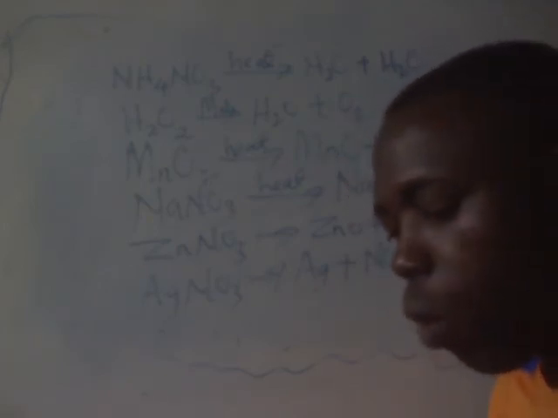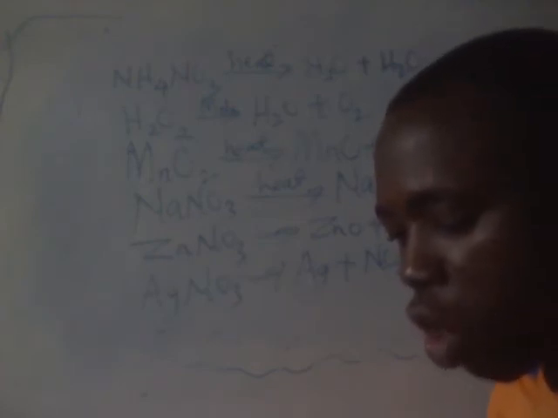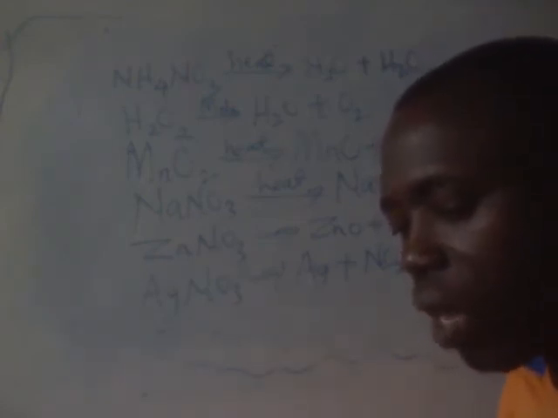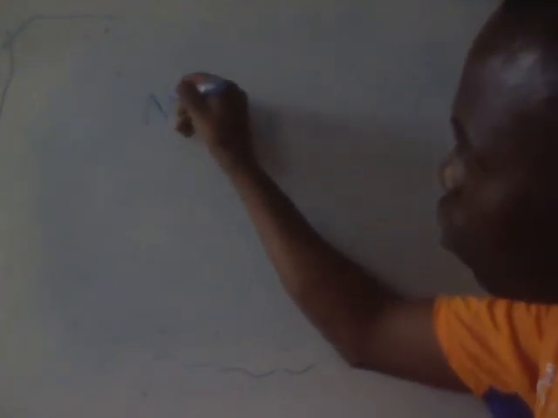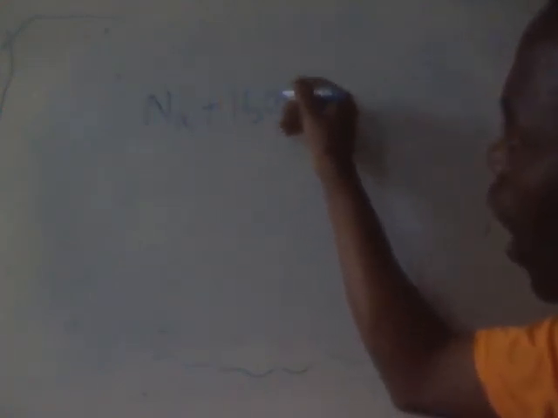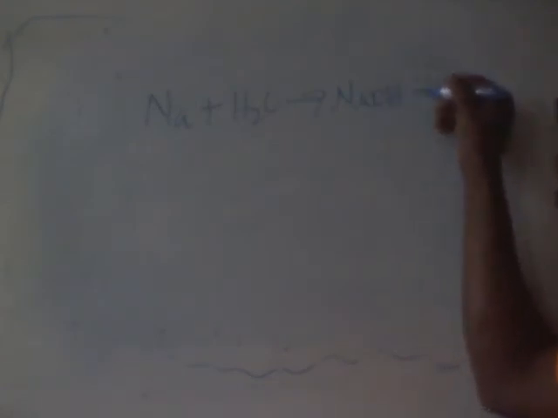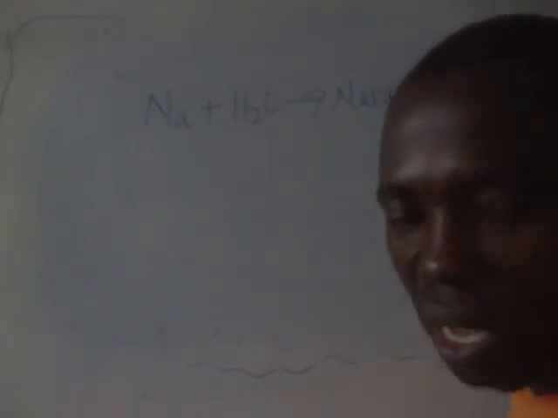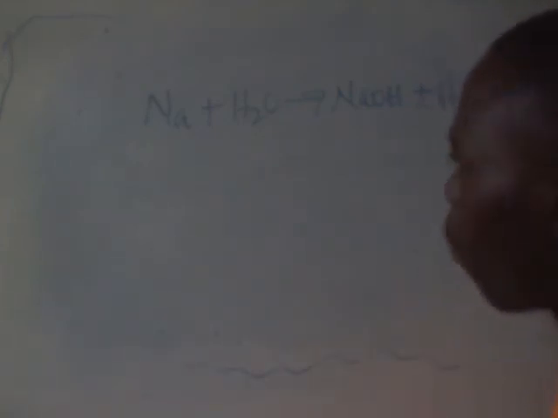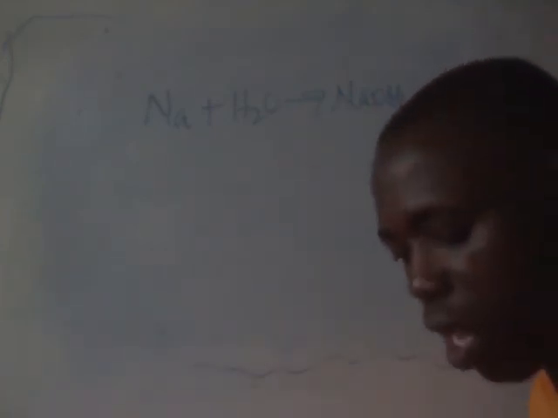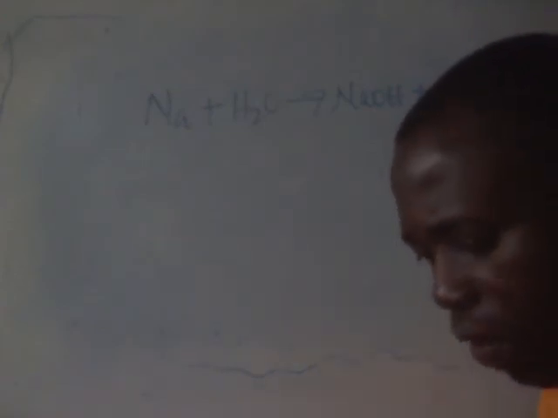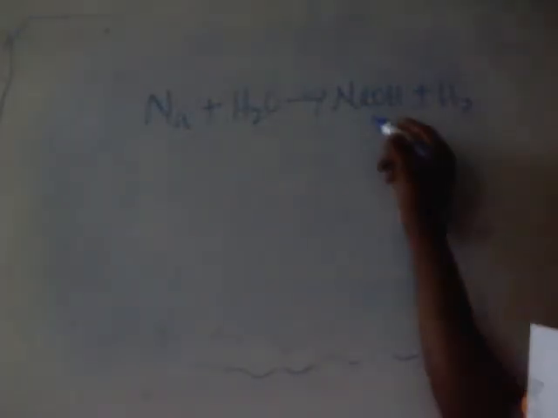Number 37. When sodium dissolves in water, the resulting solution is... Sodium, Na, dissolving in water, we have sodium hydroxide plus hydrogen gas. At this point, you must balance all your reactions, but there's no time for that here. So this is an alkali.